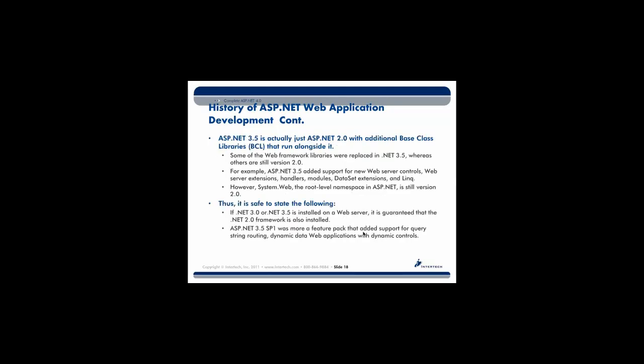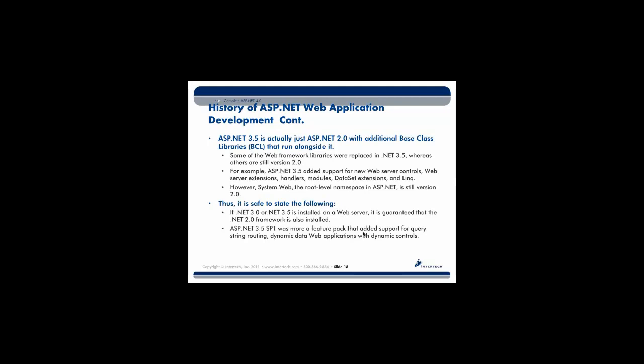ASP.NET 3.5 is actually just 2.0 with some additional libraries that run alongside of it. That's very important. So whenever anybody tells you, hey, I'm developing in 3.0 or 3.5, know that about 90% of the functionality that they're using is still .NET 2.0. If they happen to be using like the AJAX libraries, which were introduced at 3.5, great. They're using those few extra DLLs that come along with the normal 28 DLLs that make up .NET 2.0.